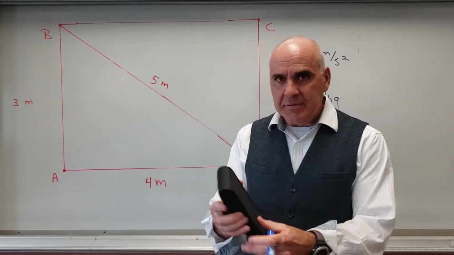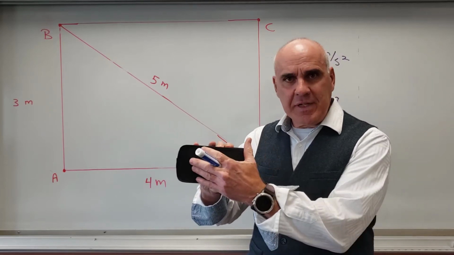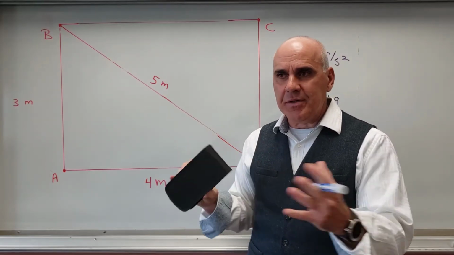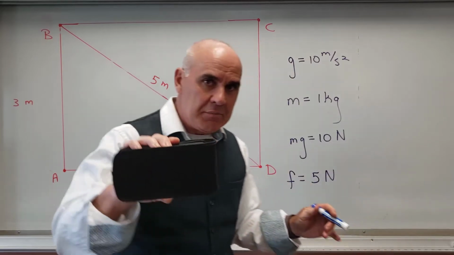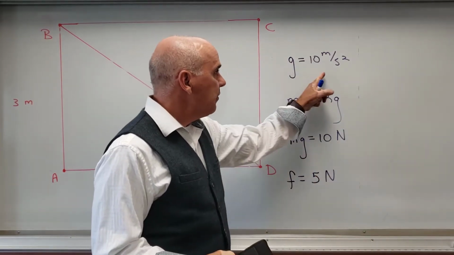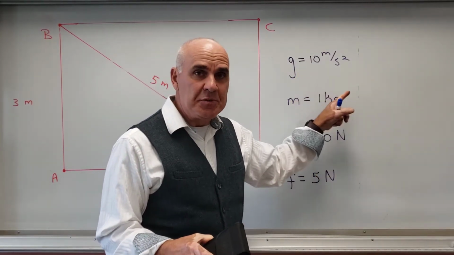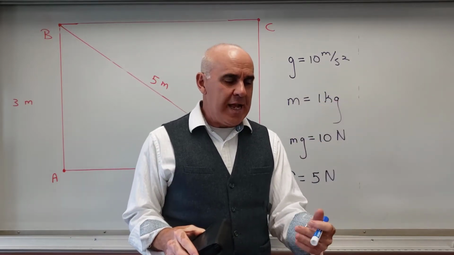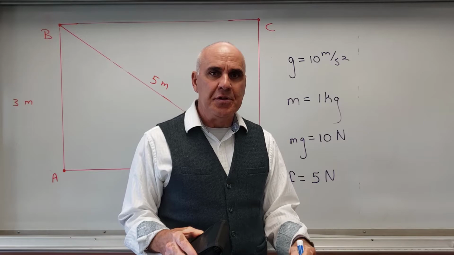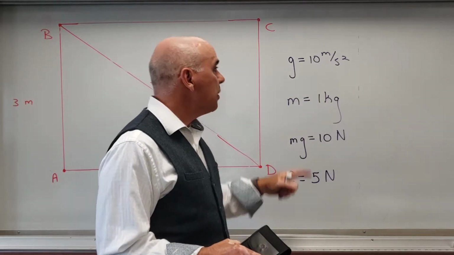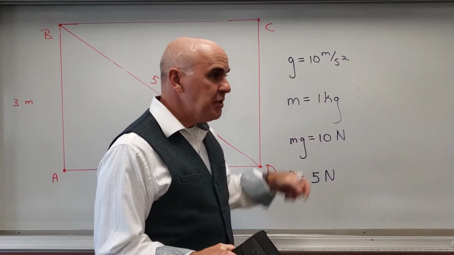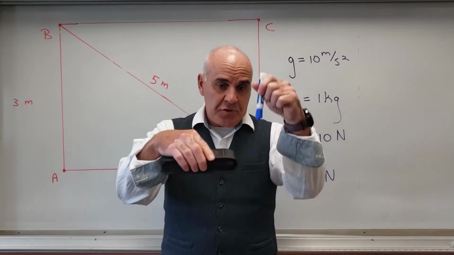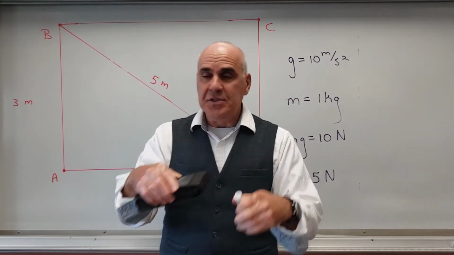So let's assume I've got an object here, and I'm going to tell you this object has a mass of 1 kilogram. Doesn't matter if that's correct or not, but 1 kilogram. To make my life simple, say that g is equal to 10 meters per second squared. 9.8 is the actual value near the surface of the Earth, but 10 is just easier to work with. So mg is equal to 10 newtons. So the gravitational force is down with a value of 10 newtons.